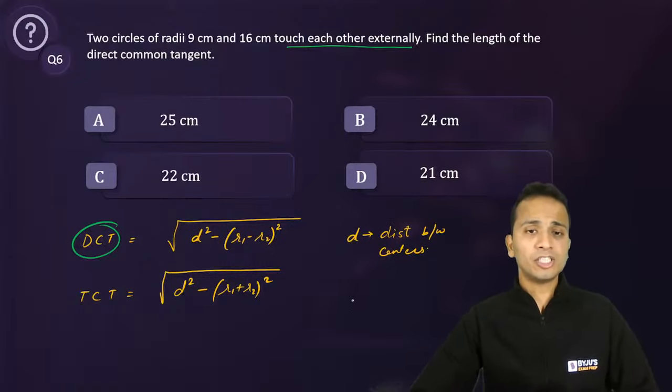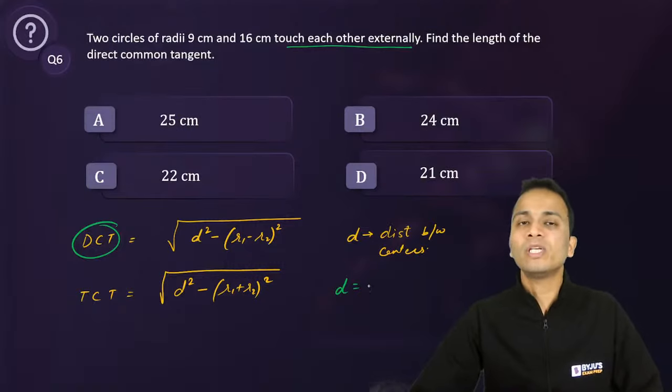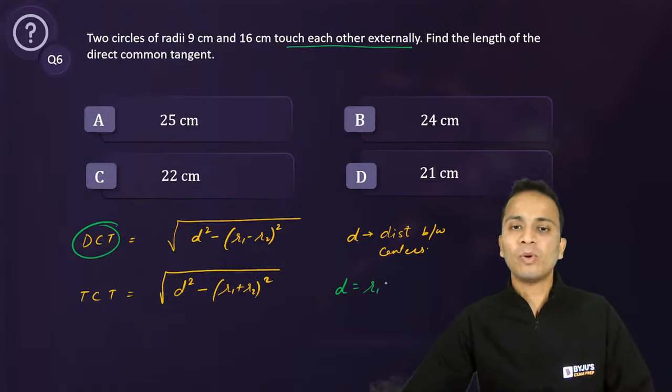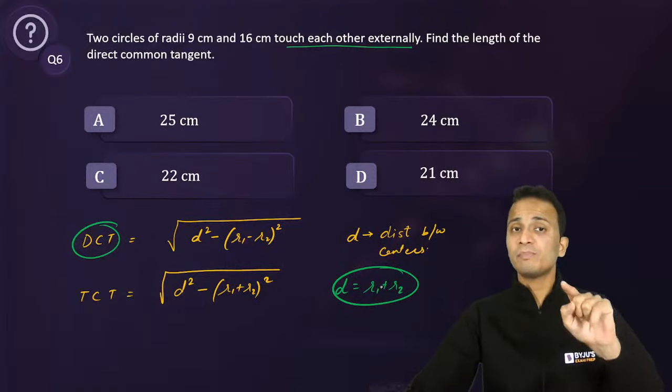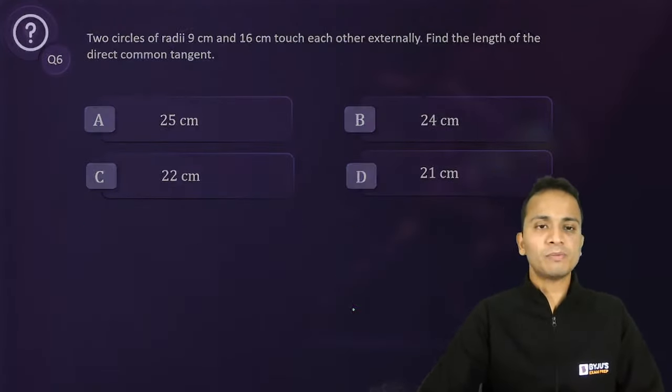Now, if the circles are touching each other externally, the distance between their centers will be equal to the sum of the radii. So R1 plus R2 will be the distance between their centers for this particular case, not for every case. Okay, so we just need to substitute these values.